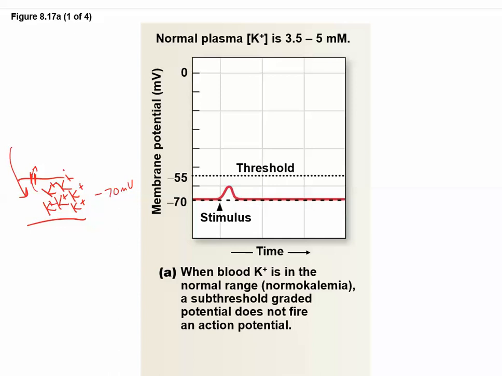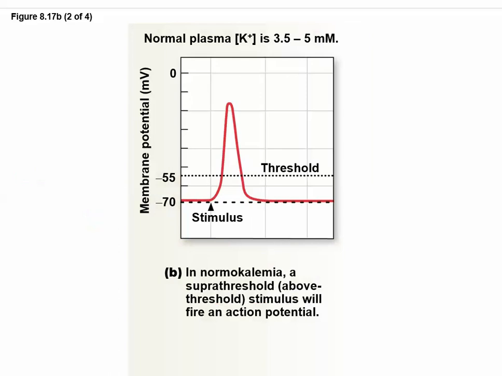And so that means when you try to depolarize it, when you open it up to sodium, it depolarizes the way it's supposed to. So this is a sub-threshold graded potential. This wasn't going to fire no matter what. And this is showing a super threshold. So it goes over the threshold, and as long as everything's right and your potassium levels are where they're supposed to be, then everything is fine.